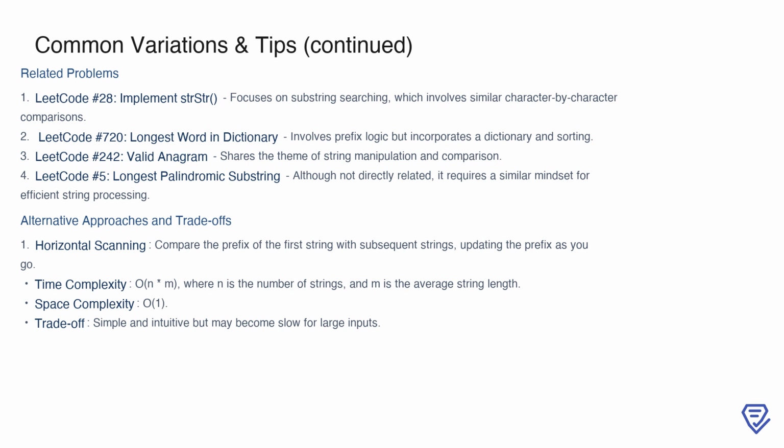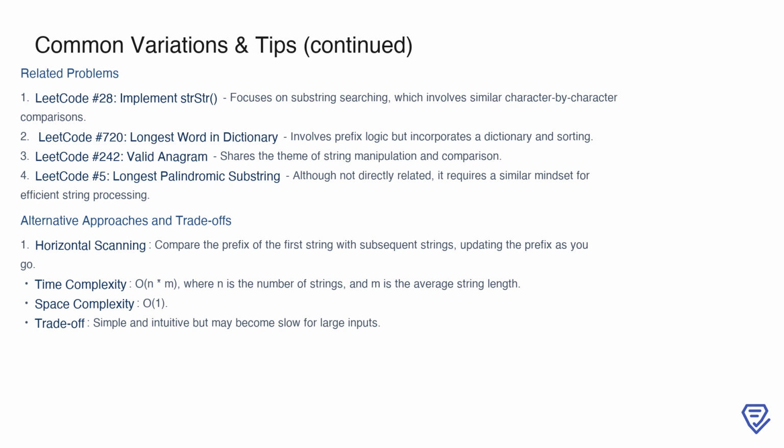For instance, LeetCode number 28, implement strstr, involves substring searching and requires character-by-character comparisons, making it conceptually similar. LeetCode number 720, longest word in dictionary, also uses prefix logic but adds the complexity of working with a dictionary and sorting. Additionally, LeetCode number 242, valid anagram, shares a focus on string manipulation and comparison. Even LeetCode number 5, longest palindromic substring, while not directly related, requires a similar mindset for efficient string processing.